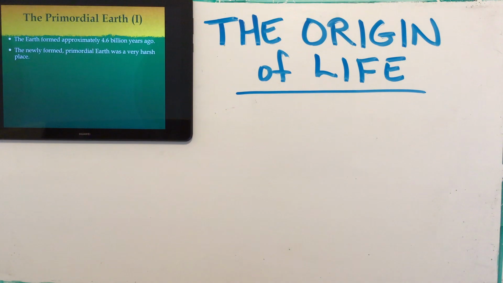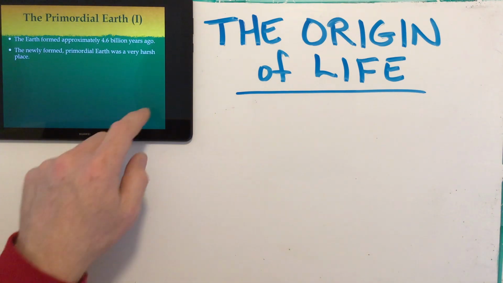The newly formed Primordial Earth, very, very harsh place. Very mean to life. An inhospitable planet at this point. Tons of volcanic activity, superstorms, tons of rain once it cooled down. If we could take a time machine and go back to the primordial Earth, as soon as we left the safety of our time machine, we would probably die.